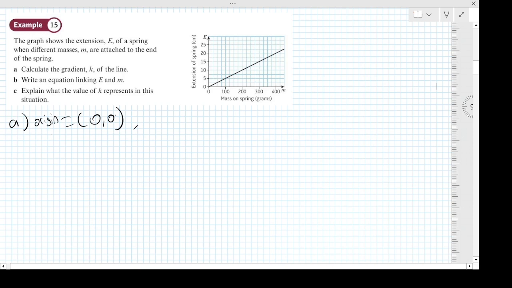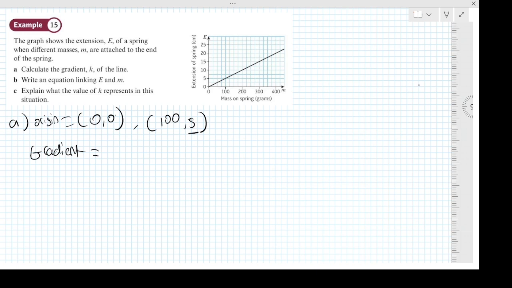Okay, and another point we could take on the line, if we read the graph, I think this point's quite nice, right? This point here. So when M is 100, E is 5, okay? So there we are. So we've got 2 points on the line. Now we can compute the gradient, right? So the gradient is equal to change in y, change in x.